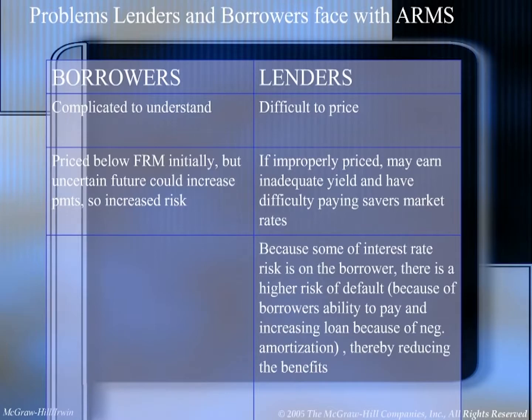This is as long as there is no negative amortization. If there's no negative amortization, this does not hold true as much, and we'll see a demonstration of that. If negative amortization is allowed, then the caps do not materially reduce interest rate risk, because the foregone interest is really just deferred. It becomes part of the loan balance.